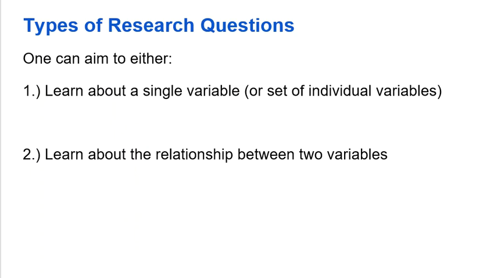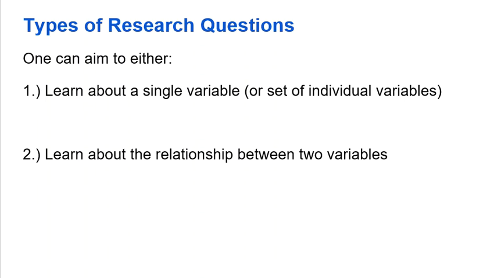Now, there are essentially two different types of research questions, right? One can aim to either learn about a single variable or a set of individual variables, or one could attempt to learn about the relationship between two variables. So when I talk about the relationship between two variables, I'm talking about how one variable is connected or related to another variable, where in the first type here, we're talking about a single variable, or I say set of variables. Like maybe I want to know the color, the gender, and the size of horses. Well, those are three different variables, but I don't care how they're related. I just want to learn about those three variables.